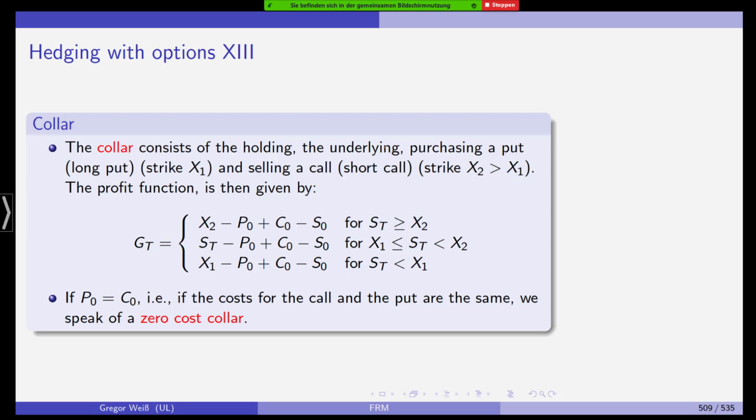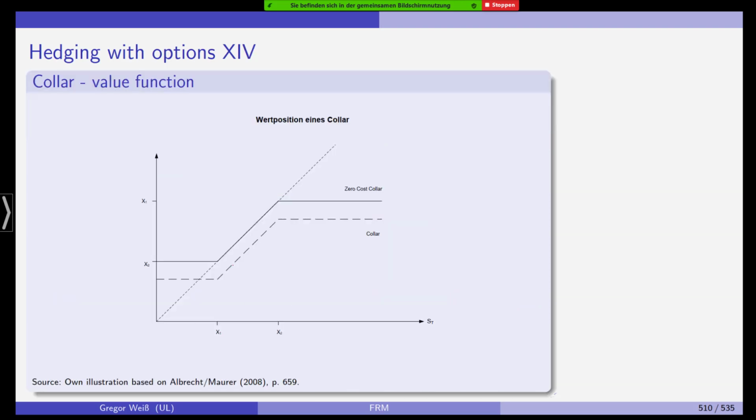Next, we have a collar. The collar consists of holding the underlying, purchasing a put, a long put, and selling a call. So long put, short call, and underlying. Basically, it's a combination of the covered short call and the put hedge. And what you can expect is exactly this. That's why it's called a collar. We are bounding our losses using the long put. We are bounding our profits here at the start, and in between we have only the costs of the hedge.